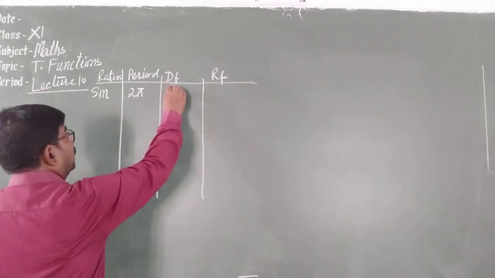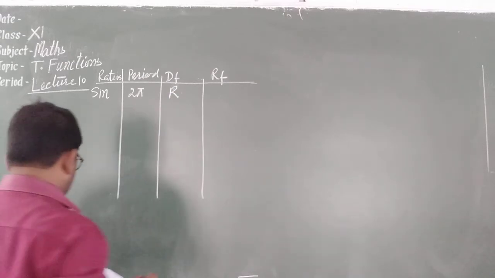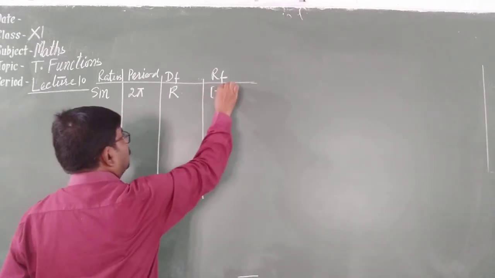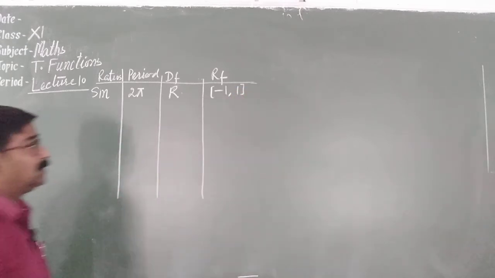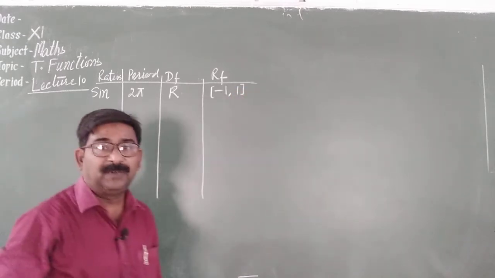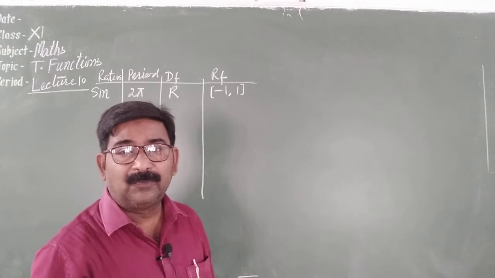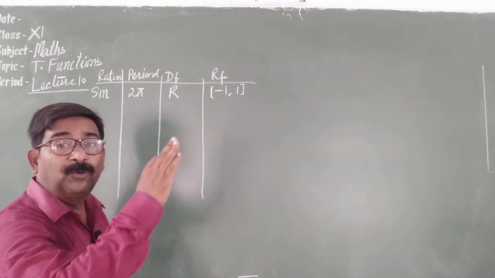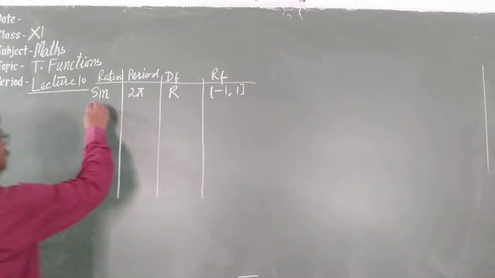The domain of its function is all real. Its range is -1 to +1, which means the minimum value of sine is -1 and the maximum value is 1. It is helpful when we are going to plot the graph.